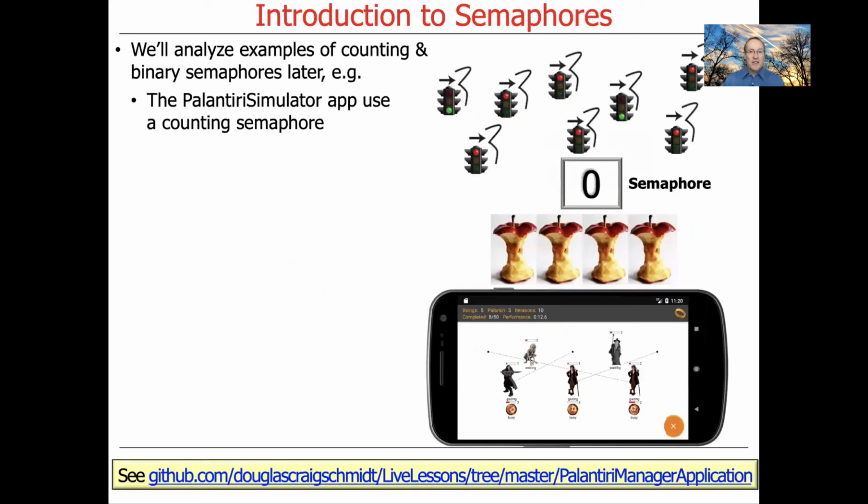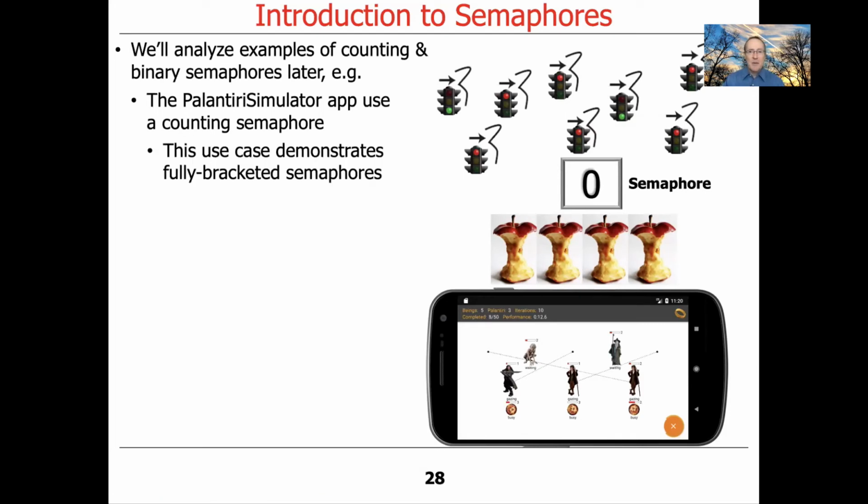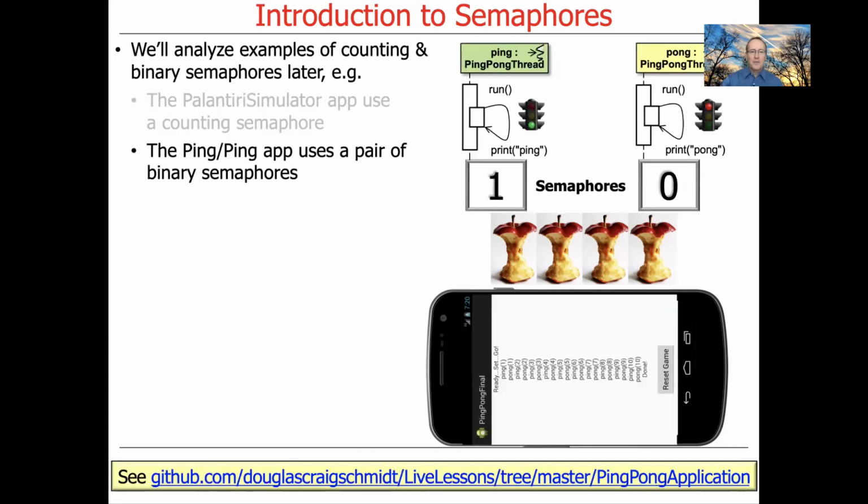The short description, the short synopsis, the Cliff Notes version, as it were, of these two concepts is as follows. The Palantiri simulator app, which is what you're using for your assignment, uses a counting semaphore. And this demonstrates the fully bracketed model, much like the Grateful Dead wine example we looked at before, where the thread that acquires the semaphore must be the same thread to release it later.